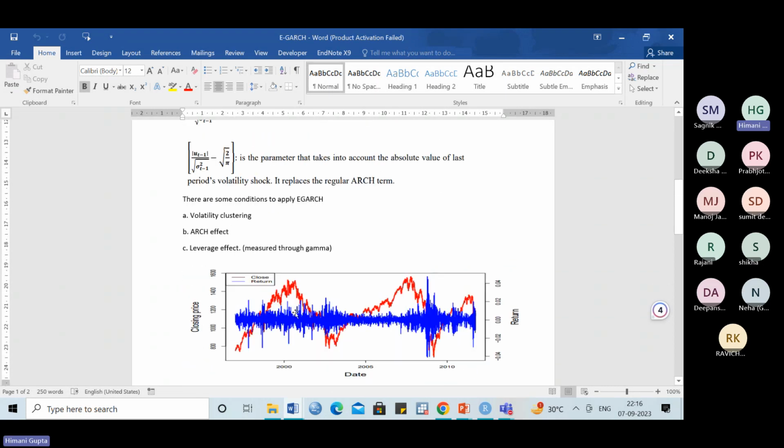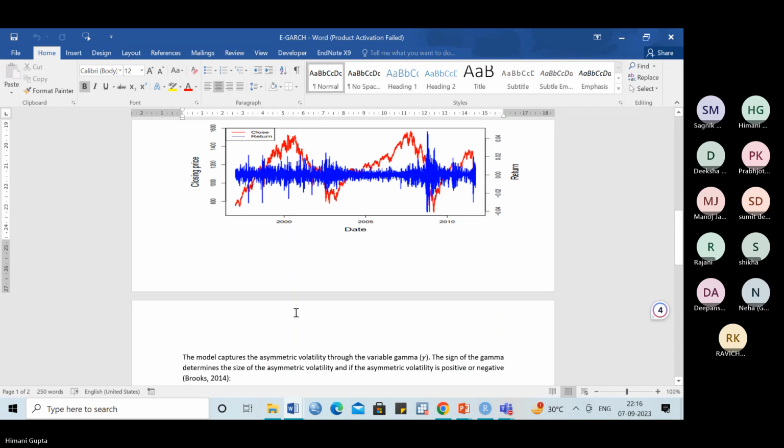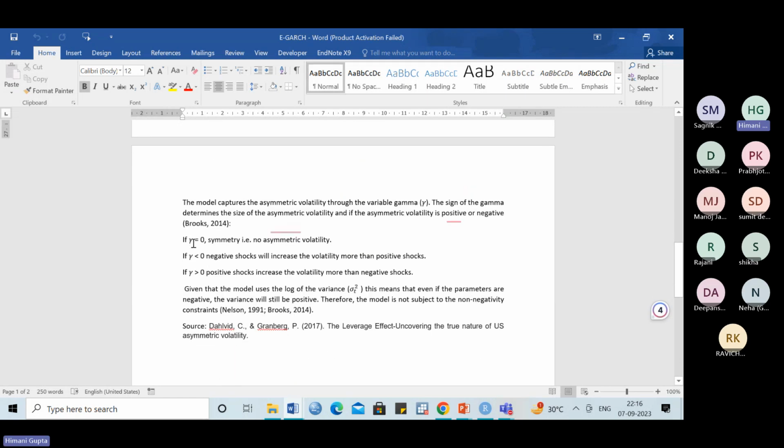Okay, let me tell you this thing. Now see over here. If your gamma is 0, that means no asymmetric effect. Your data is symmetric. That means good news and bad news have the same impact. If gamma is less than 0, that means whatever your estimate is, it will be in the negative sign. It means negative shocks will increase the volatility more than positive shocks. If negative news is there, negative shocks are there, volatility will be more than when the positive news is there.